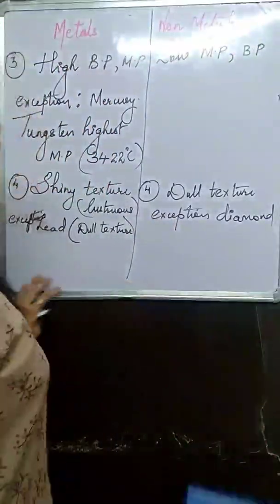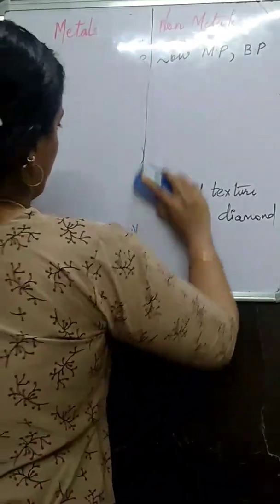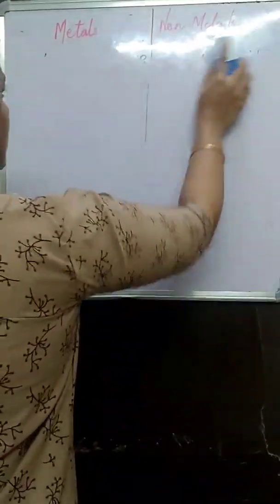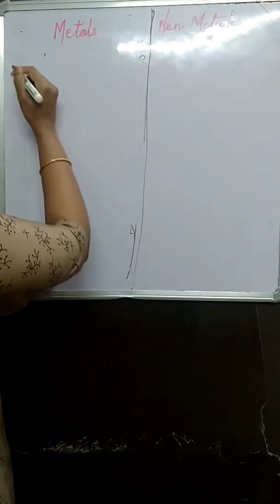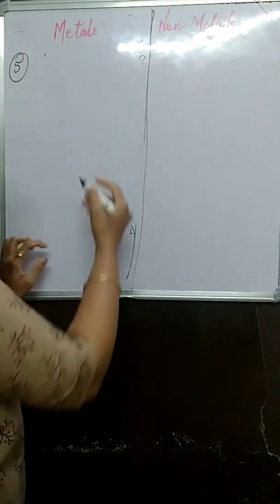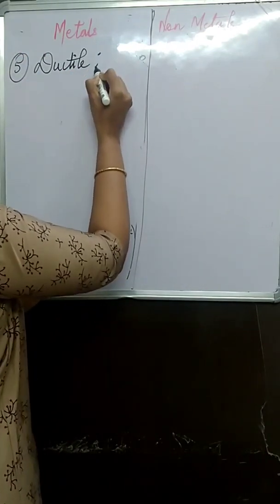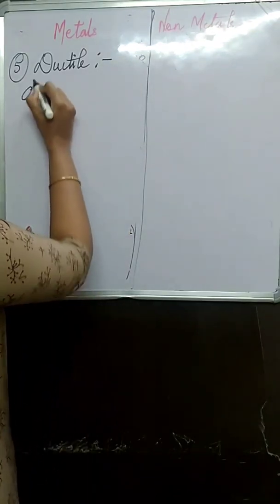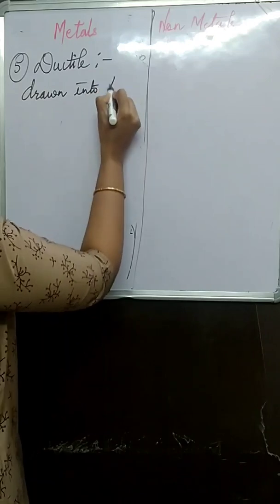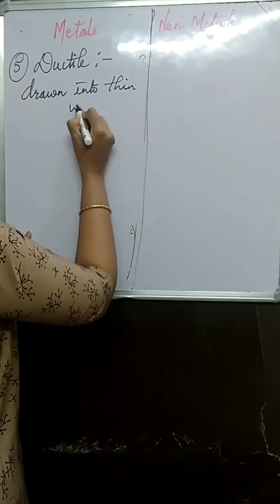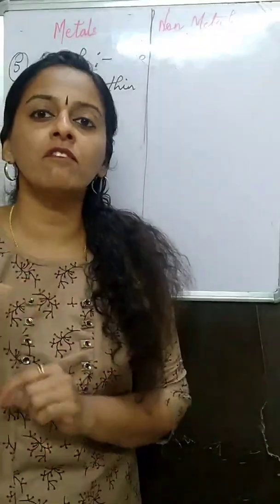Next point of distinguish is most important. In your lower class you have studied about it. Metals are ductile. Metals are ductile. Ductile means they can be drawn or converted into thin wires. They can be converted or they can be drawn into thin wires.